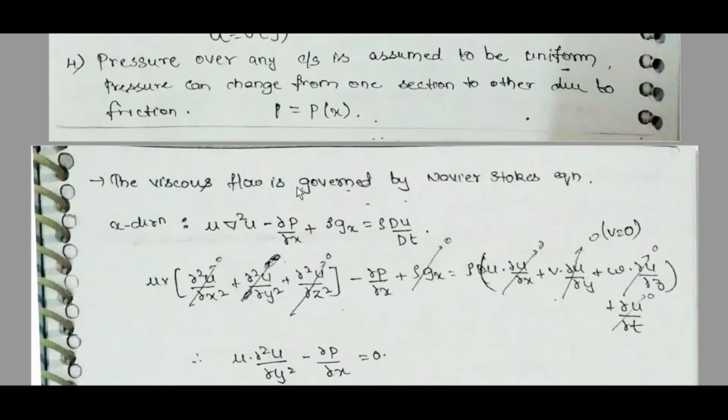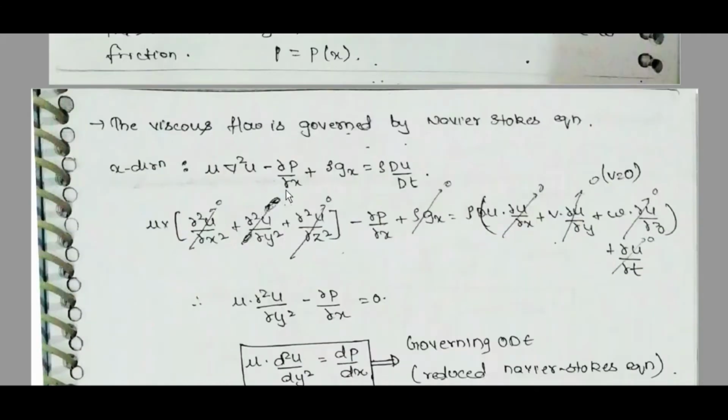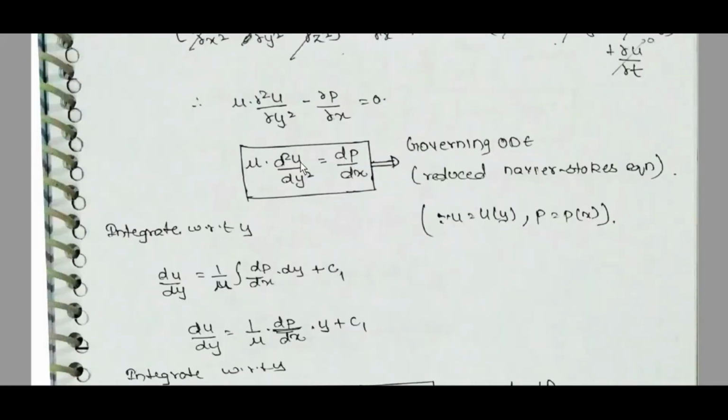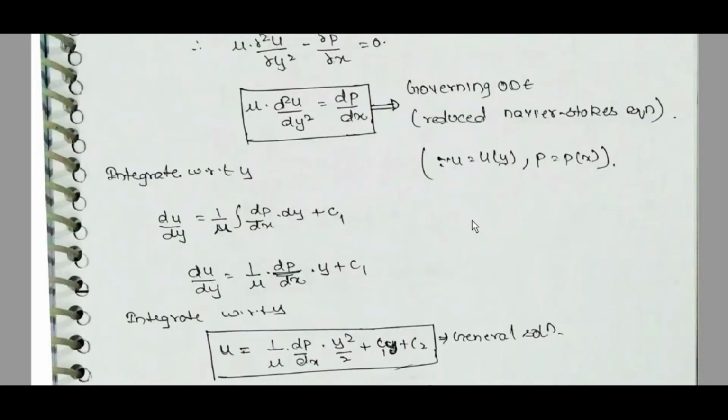The viscous flow is governed by the Navier-Stokes equation. In the x direction: mu del square U minus ∂P by ∂x plus rho g x is equal to rho DU by Dt. Substituting del square U and DU by Dt, and removing zero terms, finally we will have mu ∂²u by ∂y² minus ∂p by ∂x is equal to 0. So mu ∂²u by ∂y² is equal to dp by dx. This is the governing ODE reduced from the Navier-Stokes equation.